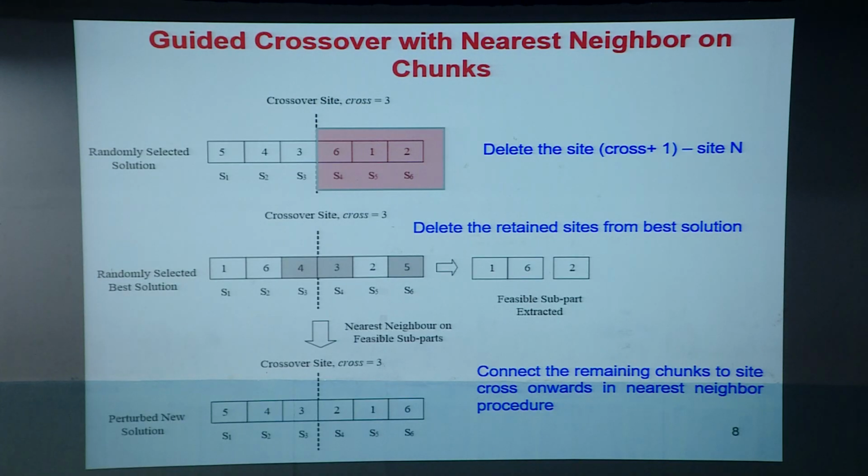Again, the nearest neighbor procedure which we have used for the single objective is also used for the multi-objective case. How these nearest neighbors are connected will again be based on the weighted sum of the distance in each plane when we are connecting these chunks while solving the multi-objective problem.